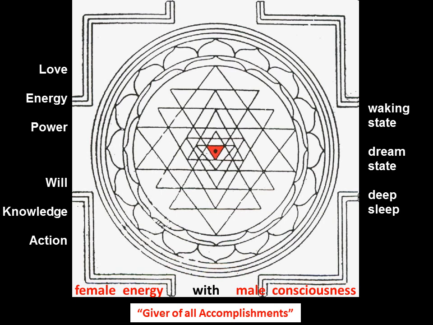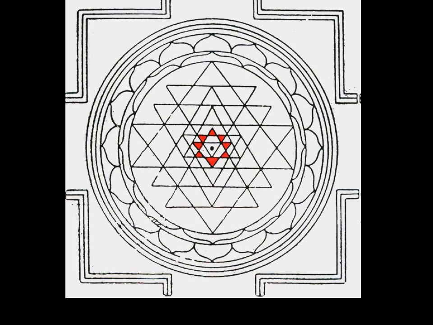Symbolically, it is male consciousness and female energy, in unity, united. Although unity is an intellectual concept, on an emotional level it means serenity, equality, equilibrium. The bindu and this first triangle transform themselves via many lines into the 8 triangles around them.